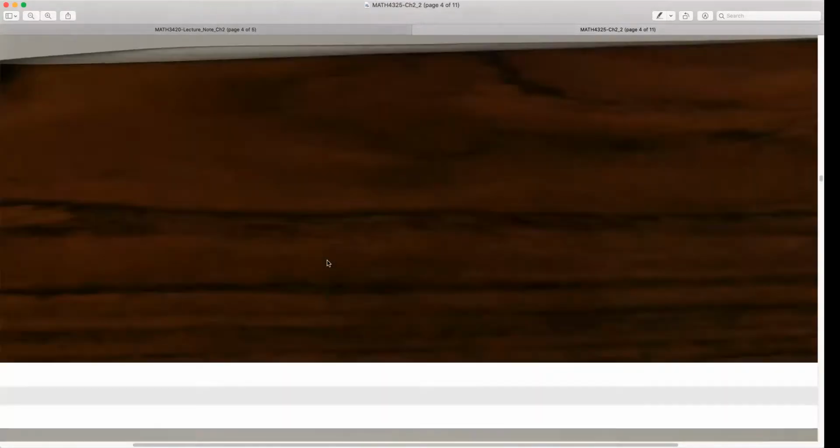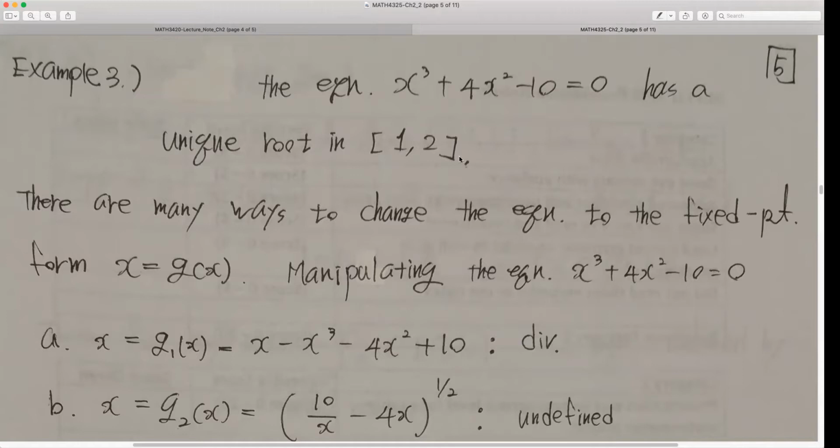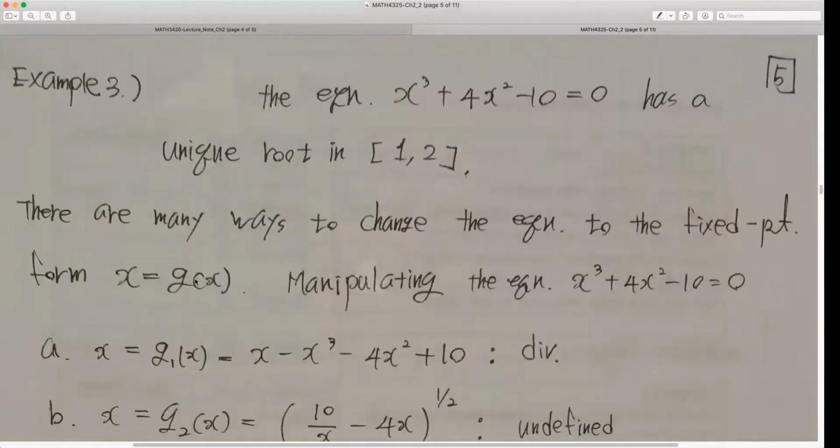Now see example 3. The equation x cubed plus 4x squared minus 10 equals 0 has a unique root in [1, 2]. So this is a root finding problem, and you can find the root by using the bisection method. Anyway, there are many ways to change the equation to fixed point form. We want to solve this problem using the fixed point iteration technique, so we have to change the root finding problem to fixed point form, x equals g of x. So now, how can you find g of x?